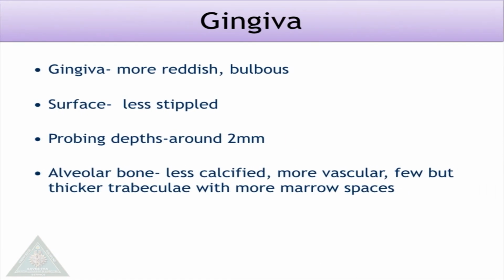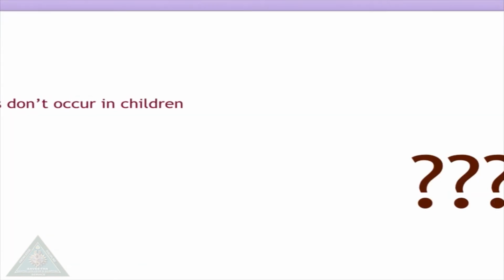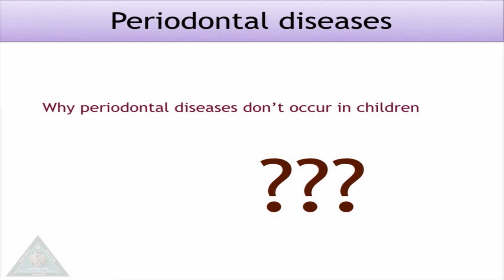The gingiva of primary tooth is more reddish and bulbous. The surface is less stippled with around 2 mm probing depth. The alveolar bone of primary tooth is less calcified, more vascular, with few but thicker trabeculae and more narrow spaces. The primary tooth won't have periodontal disease because of the absence of a col region and the presence of spacing, which results in no periodontal disease in primary tooth.